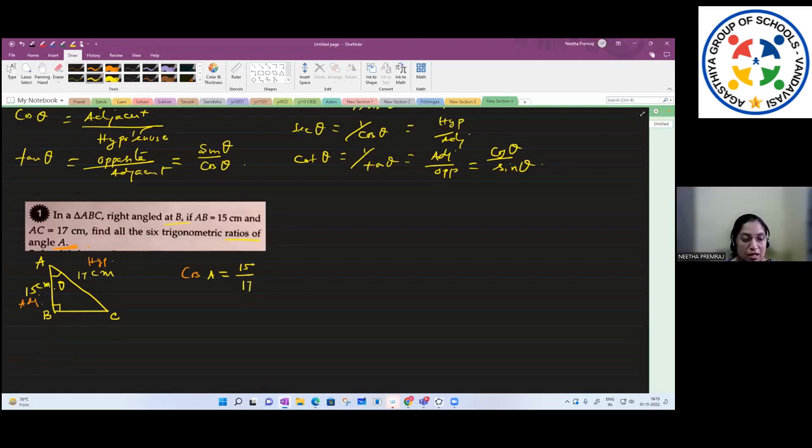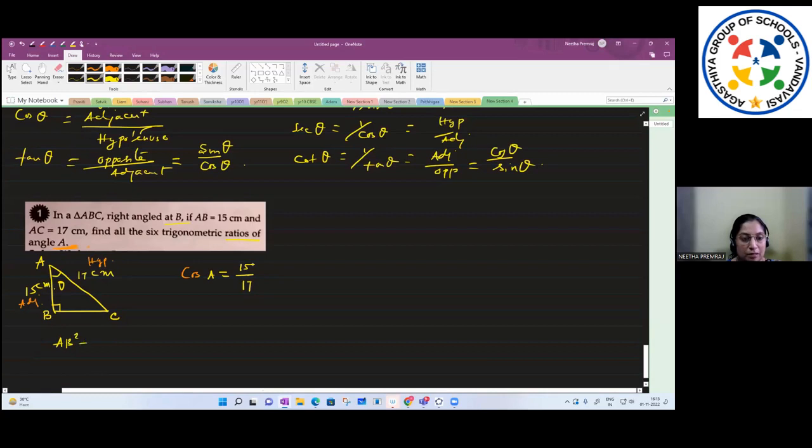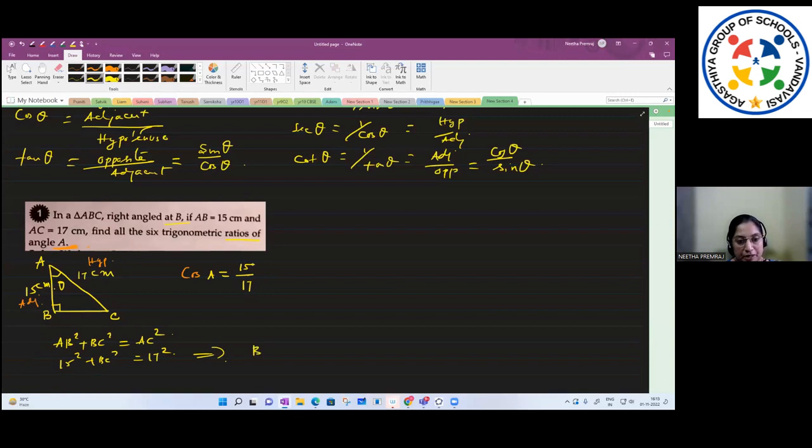Exactly. Very good. So AB square plus BC square is equal to AC square. Just apply 15 square plus BC square is equal to 17 square. Then BC square is equal to 17 square minus 15 square. As you are not allowed to use a calculator, you can apply identities to simplify the calculation. This is a square minus b square, right? You can apply (a plus b)(a minus b). That way, the calculation will be easier.